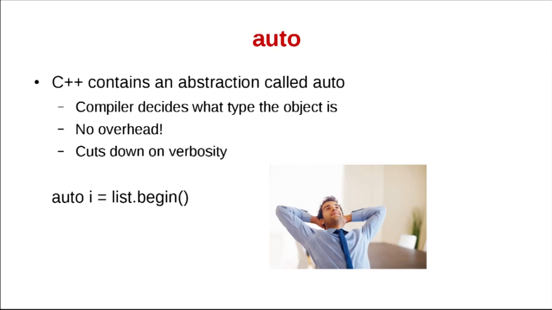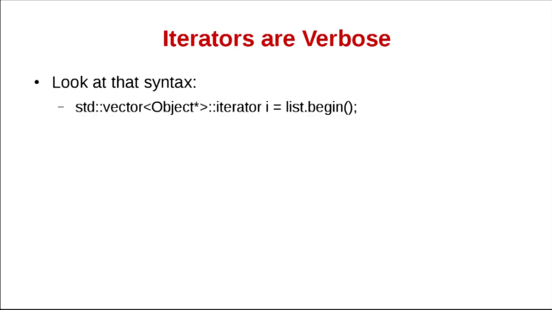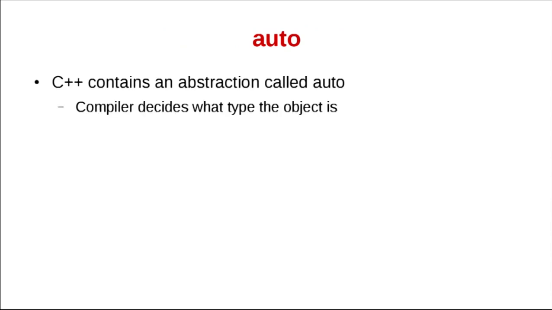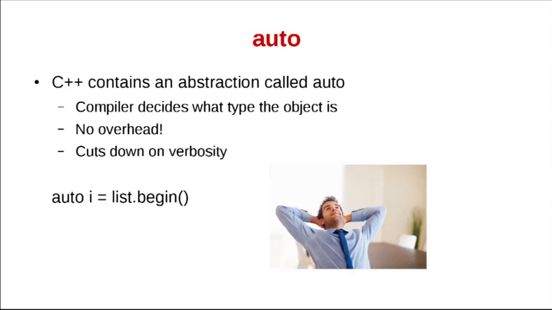Yes, question. What is I now? Is it a list? I is exactly what it was here. It's an iterator to the type of vector, to the vector of type object, where it begins, yes. So once it gets the return value of list.begin, it'll make I that type? Yes. Something like that. It can tell what type the list is.